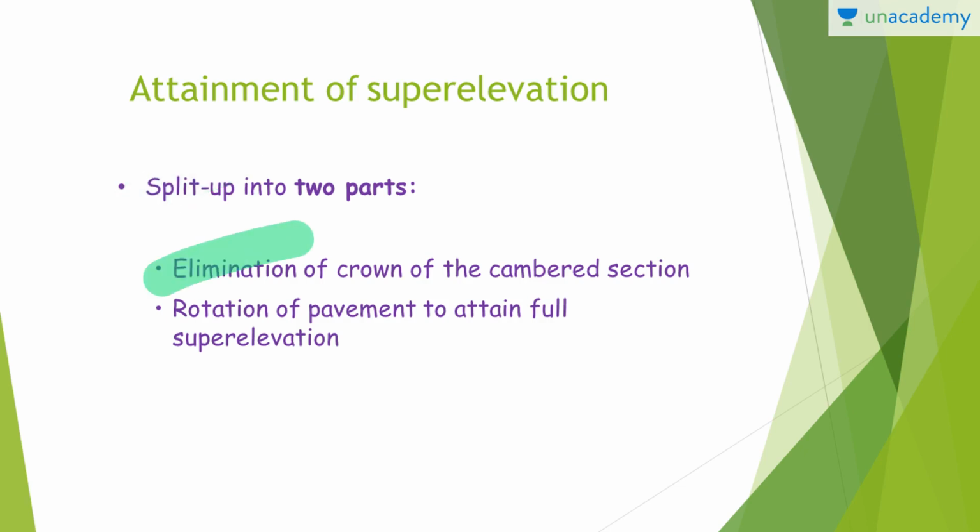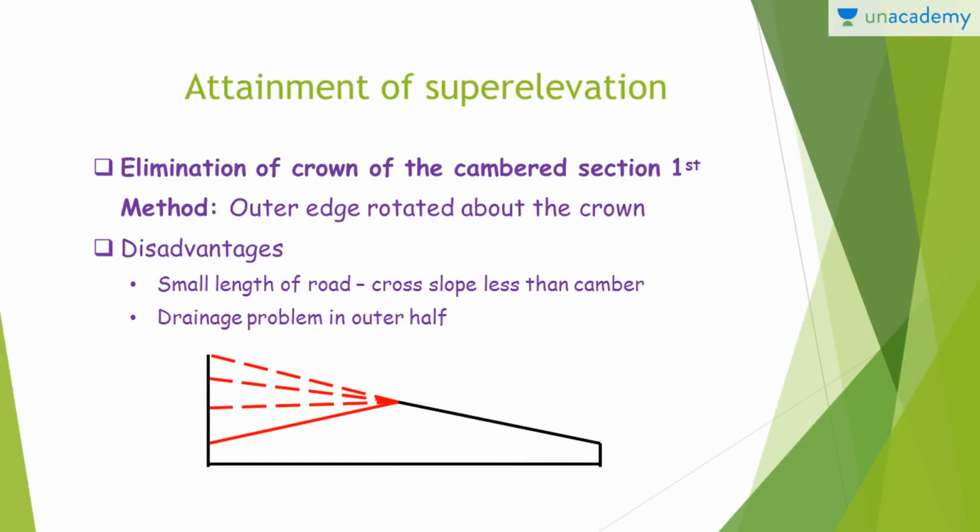The first one is the elimination of crown of the cambered section and the second one is the rotation of pavement to attain full superelevation. Now, we will have a look at the first method, that is elimination of crown of the cambered section. In this case, what happens is that the outer edge is rotated about the crown. So in this diagram, as you can see over here, this is the outer edge, so that is basically rotated about the crown. And you basically end up with somewhat like this, then like this, and finally like this type of a road pavement.